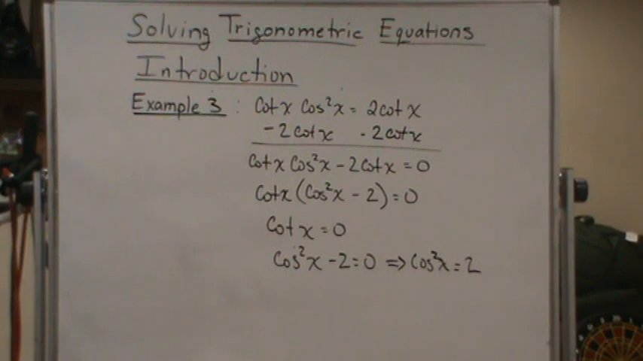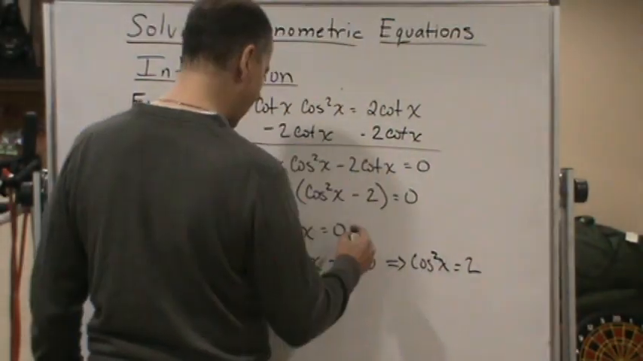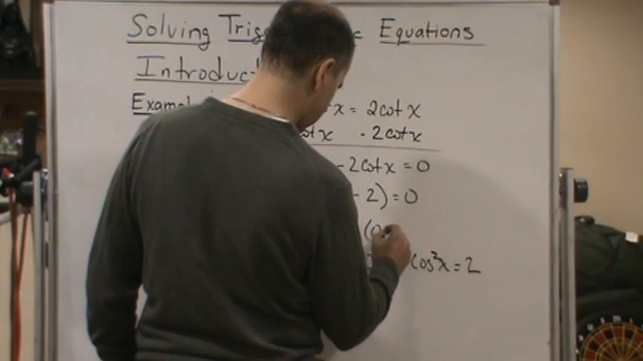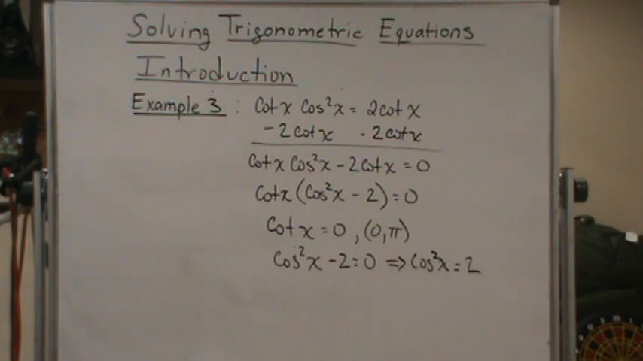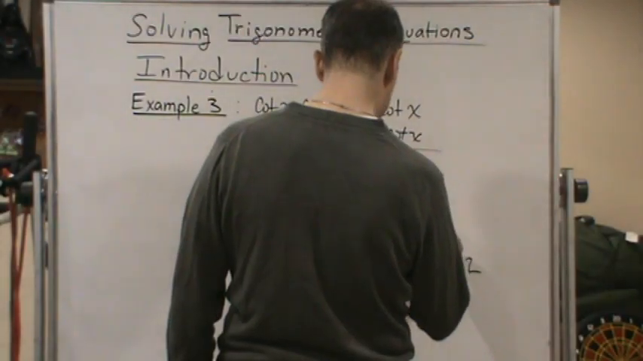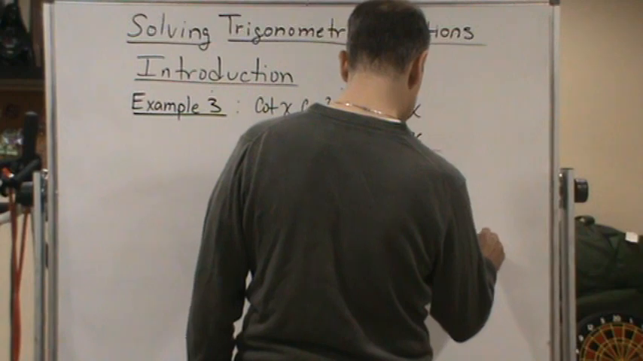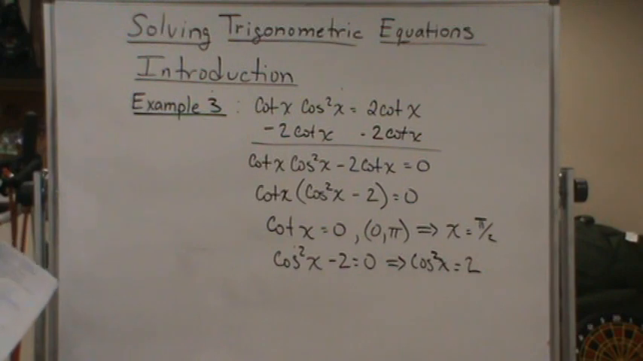Well, and again, from 0 to pi, the solution is when tangent is equal to 0, at 90 degrees or pi over 2, right? So this implies that x is equal to pi over 2. Okay? Now, what about the second one?